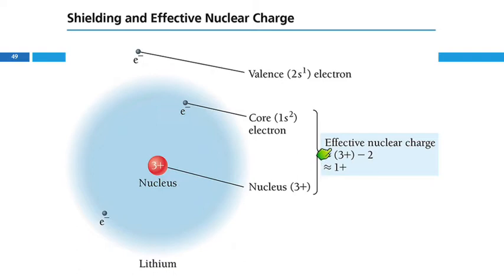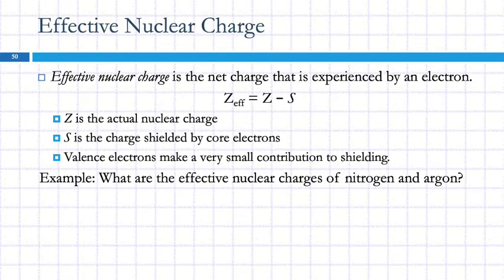So we can approximate the effective nuclear charge by taking the charge on the nucleus and subtracting the number of core electrons. So effectively, this has an attraction of +1 from the nucleus, not +3. Does that make sense? So the effective nuclear charge is the actual charge on the nucleus minus the number of core electrons. Valence electrons have a really, really small contribution to shielding, and so we're going to ignore them.